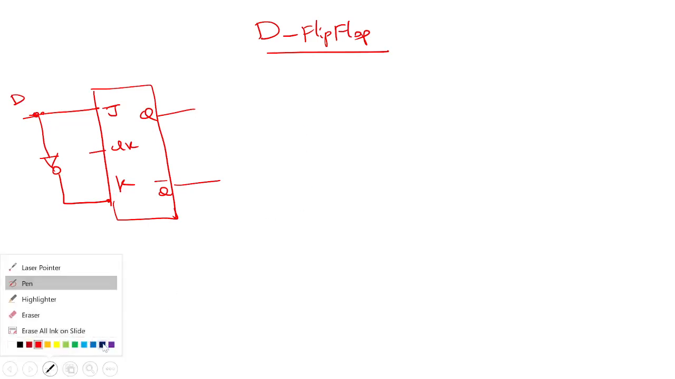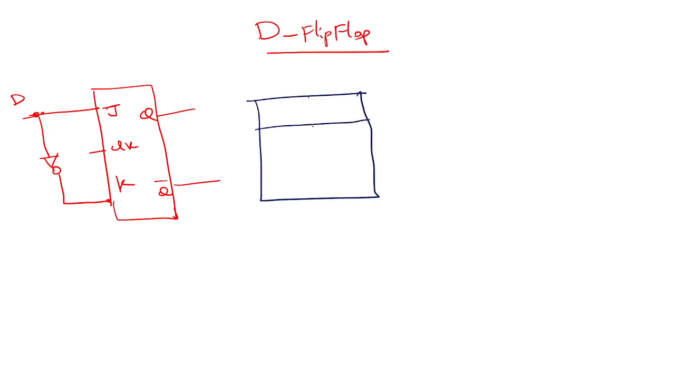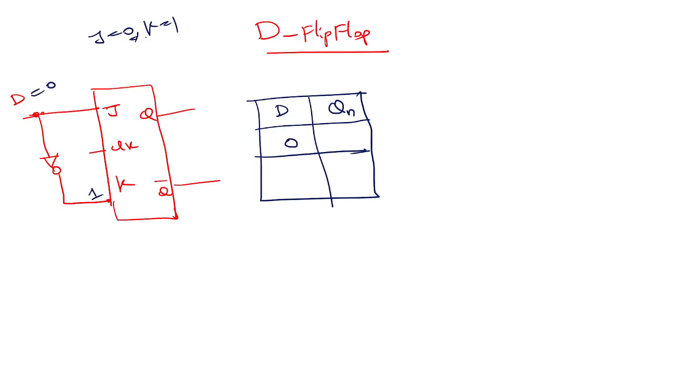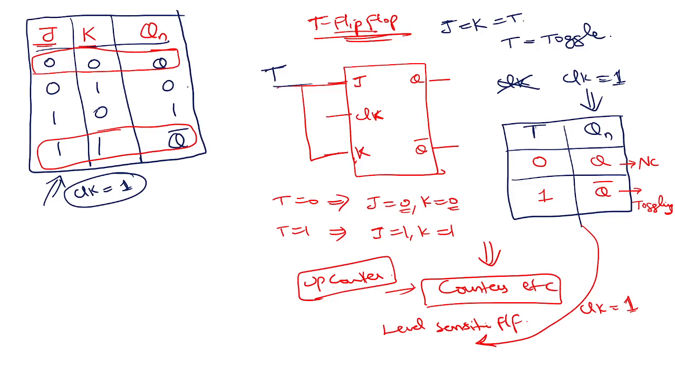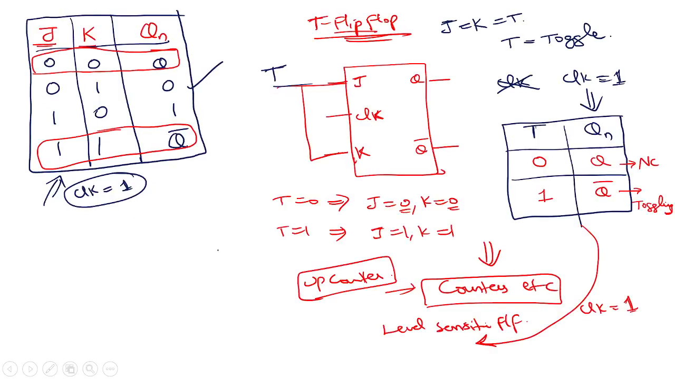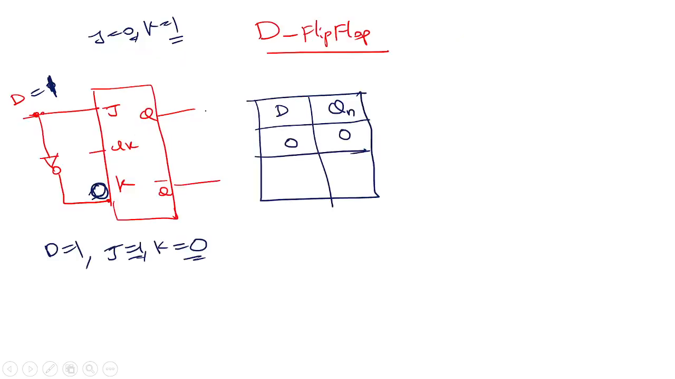Okay, so again, if you build the characteristic table, hey, is my sound audible? Am I audible? Okay, clear, thank you. So if D is 0, what will happen? D is 0, J is 0, and this is going to be 1, right? K is going to be 1. So J 0, K 1, what is that condition? J 0, K 1, this condition, right? J 0, K 1 is 0. Qn will be 0. Now, if you make D equal to 1, then J equals 1, and K will become 0. J 1, K 0, what is it? J 1, K 0 is this condition, right? It means it's 1.